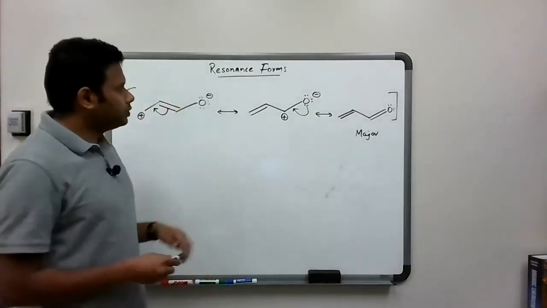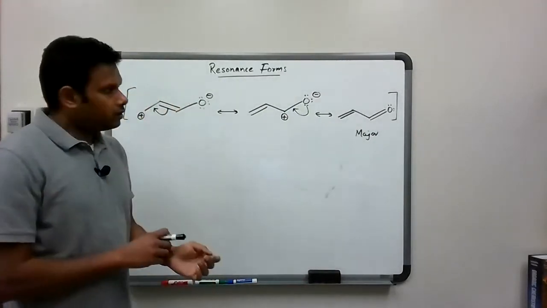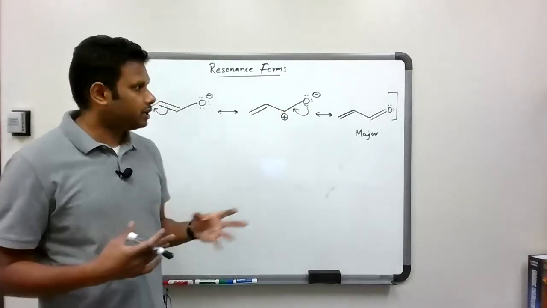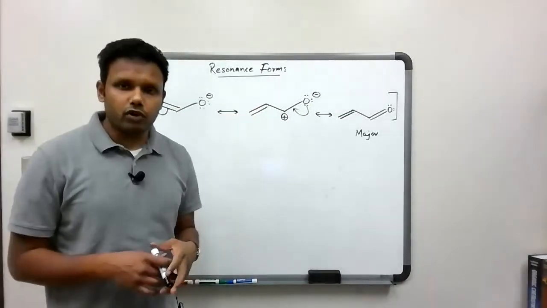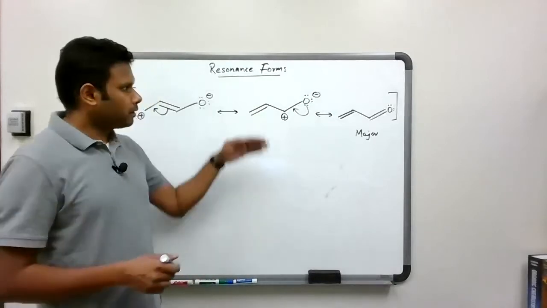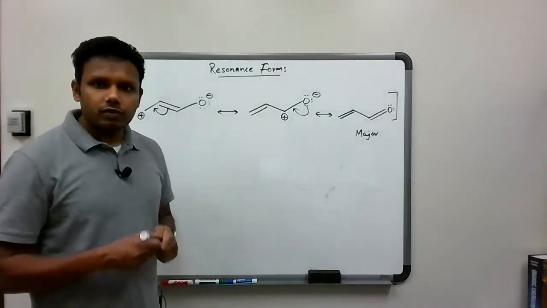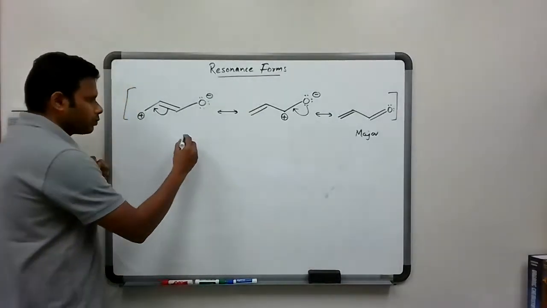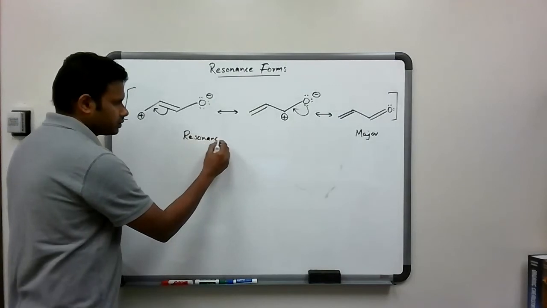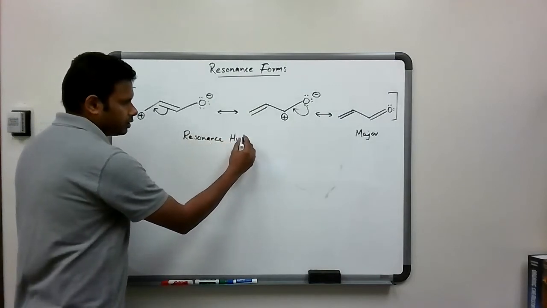So that way we can use the octet rule, figure out if the octet is complete, and use formal charges to predict which one is a major contributor. Since we have these resonance forms, let's also just review the resonance hybrid. We will do a few more examples, but let's review the resonance hybrid quickly here.